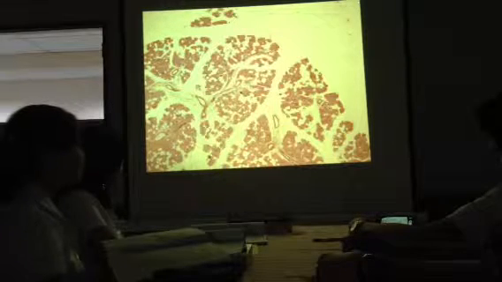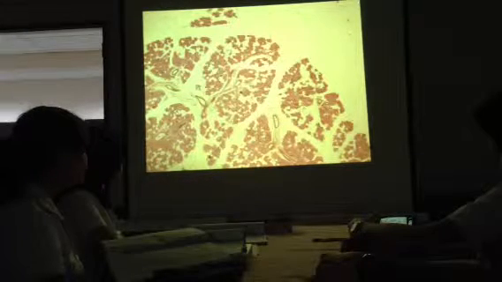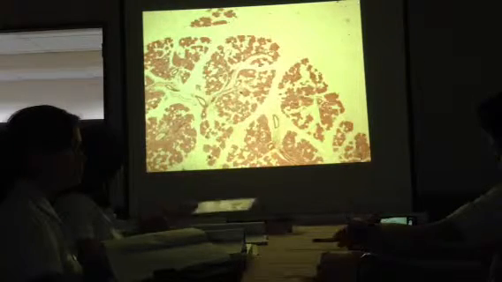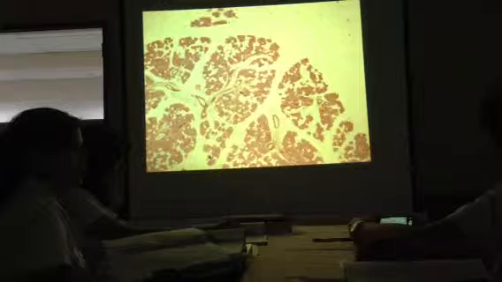How about that duct? What is the nature of the secretion of this gland? Serous. Identify the organ. Parotid gland. Organ is parotid gland.